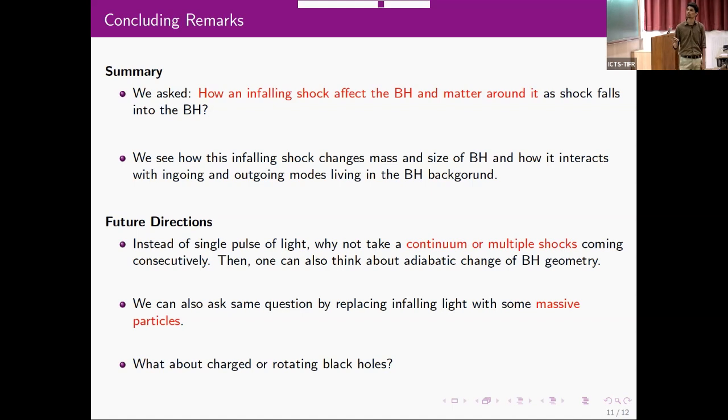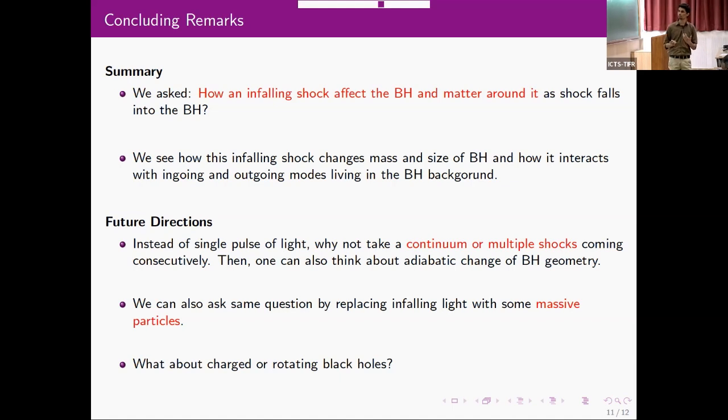The summary of the talk: we asked a certain question, how does an infalling shock affect the black hole and the matter around it as the shock falls into the black hole, and ultimately the bigger black hole comes into the picture. The answer is that the infalling shock changes the mass and the size of the black hole, and it interacts with the ingoing and outgoing modes living in the black hole background, changing the ingoing mode into a linear superposition of ingoing and outgoing modes, and similarly for the outgoing modes also.